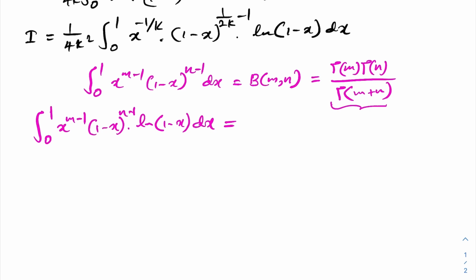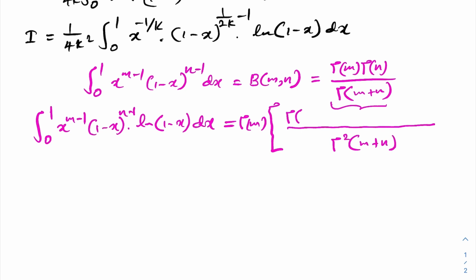Gamma of m we know is constant because we are differentiating with respect to n. So now we can apply the quotient rule. Here we have gamma square of m plus n, and here gamma of m plus n times the derivative of gamma of n, we know gamma dash of n, then minus gamma of n, then the derivative of the denominator, gamma dash of m plus n.